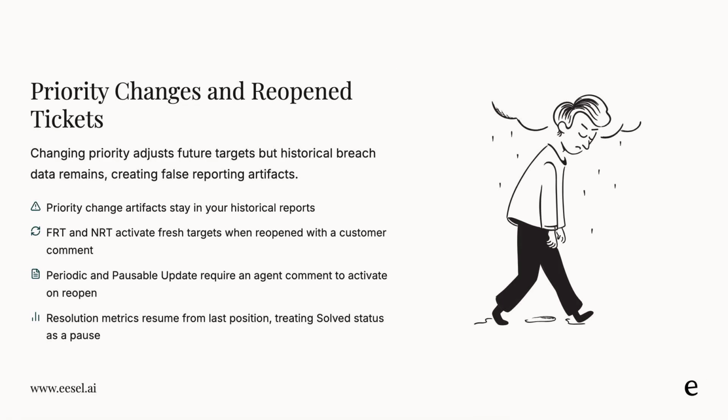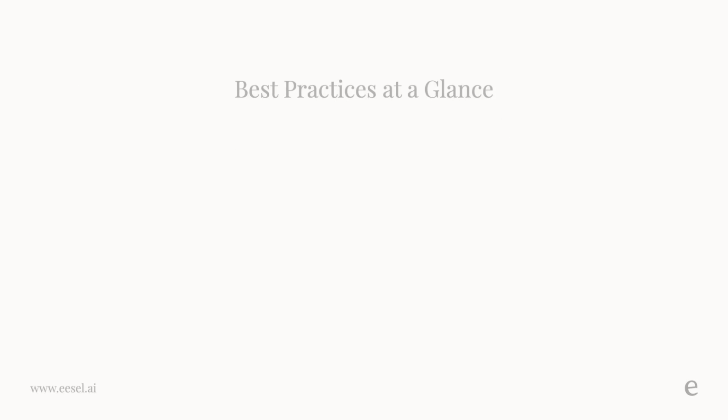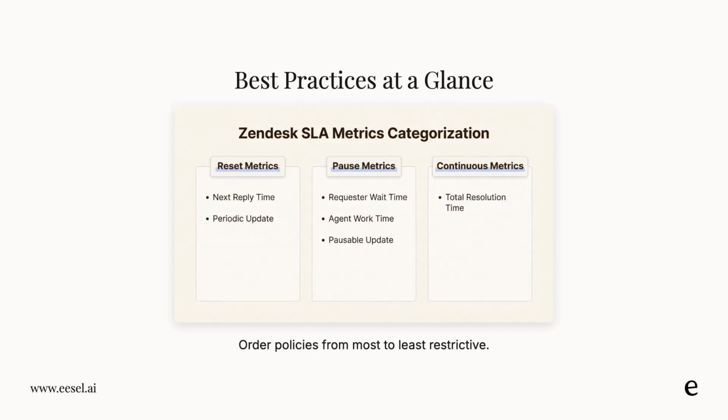Two more scenarios generate confusing data. When you change a ticket's priority, Zendesk applies the new target going forward, but any breach that happened under the old priority stays in your reports. And when a ticket is reopened, different metrics respond differently. FRT and NRT start fresh on a customer comment, while resolution metrics like requester wait time simply resume from where they paused.